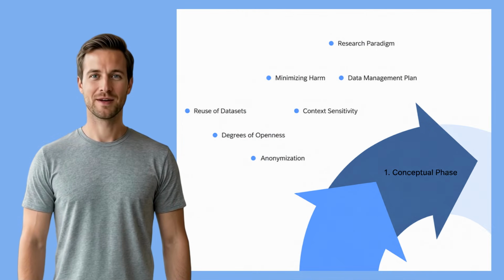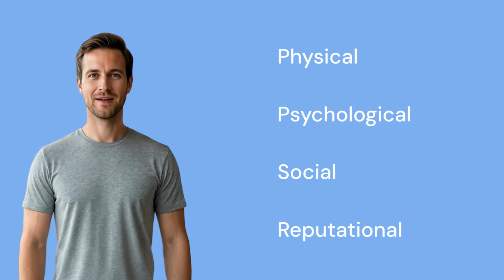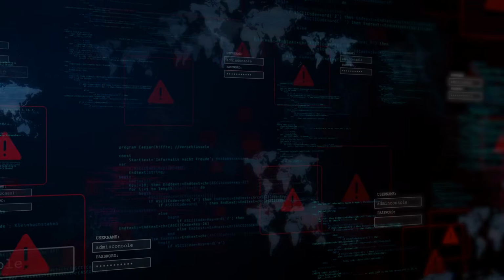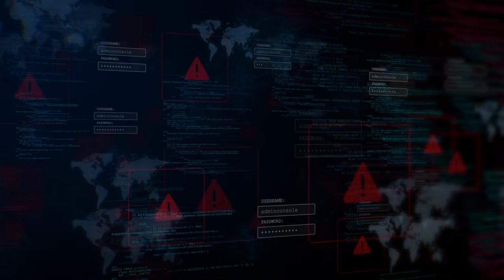In the conceptual phase, start by considering 4 dimensions of participants' well-being: physical, psychological, social, and reputational. Physical harm means actual danger to someone's safety. Psychological harm is about emotional distress. Social harm affects someone's relationships and standing within their community. And reputational harm touches their broader public image. Thus, ask how your visual data may affect individuals and communities across each of these dimensions.